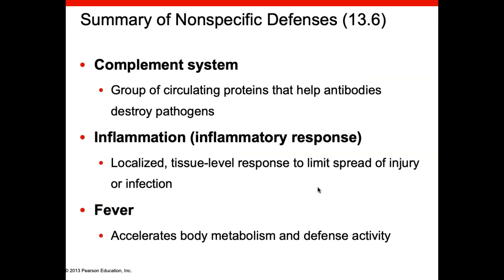The complement system is really quite complex. All we're going to really learn is that it's a group of circulating proteins that help antibodies destroy pathogens. Inflammation, or the inflammatory response, is a localized tissue-level response to limit the spread of injury or infection. Fever accelerates the body's metabolism and defense activity.